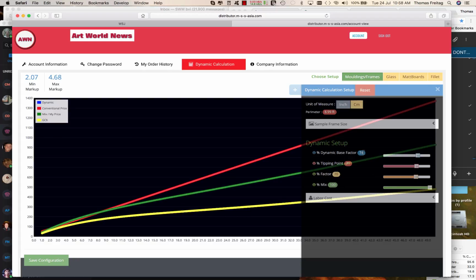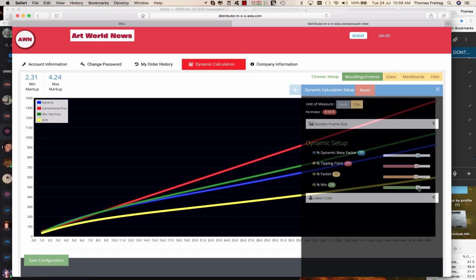So we have the sliders at 74%, 71%, 70%. And now you can make your personal mix and say, well, it's a little bit too low on the high end, I want a little bit more. So we set the mix to 75%. And the mix now gives you your retail price for a $25 a foot molding in shop service. Your retail price will come up at about $500 compared to $600 on a conventional markup.